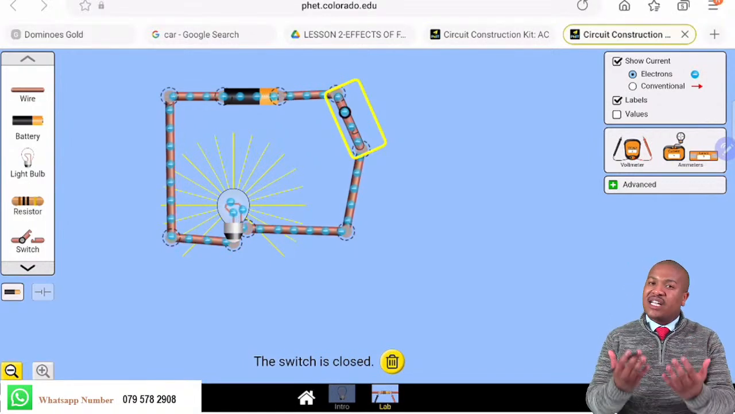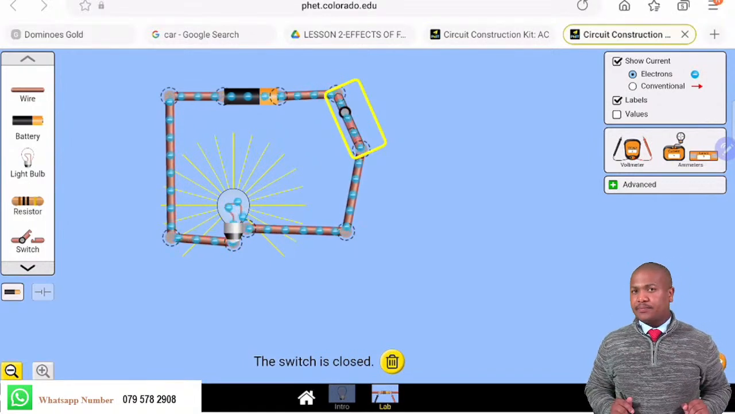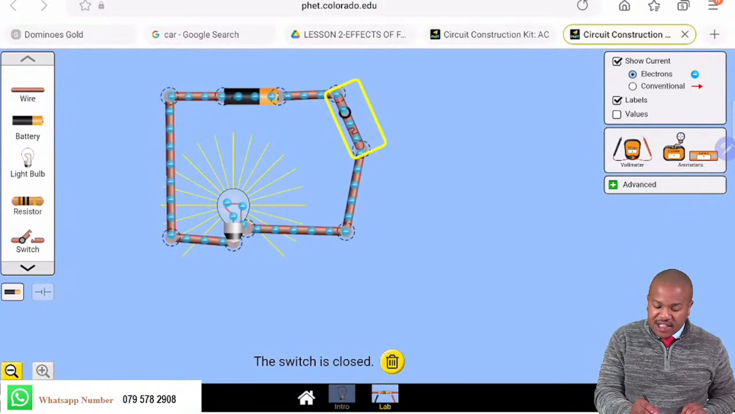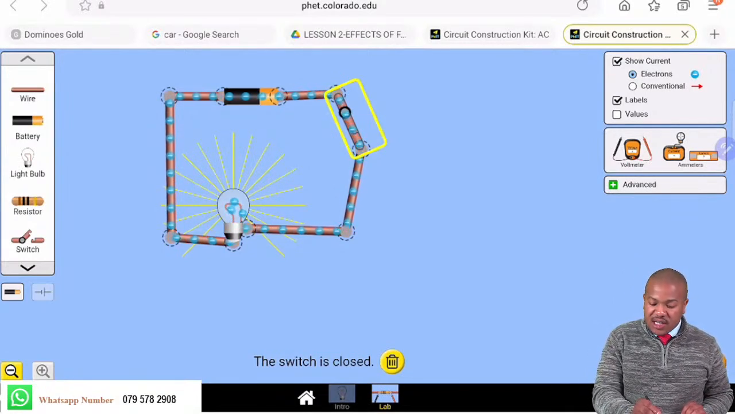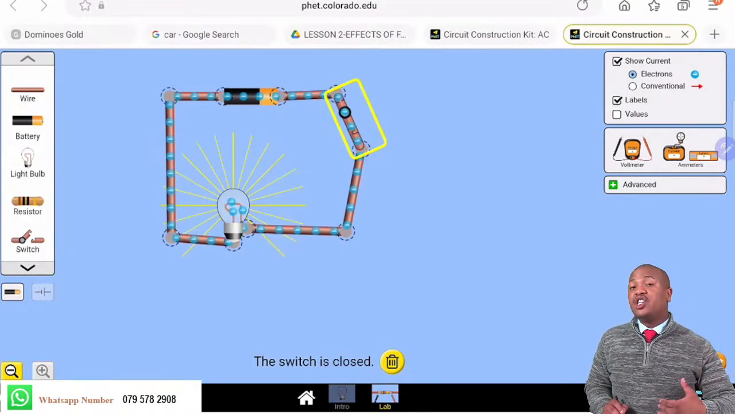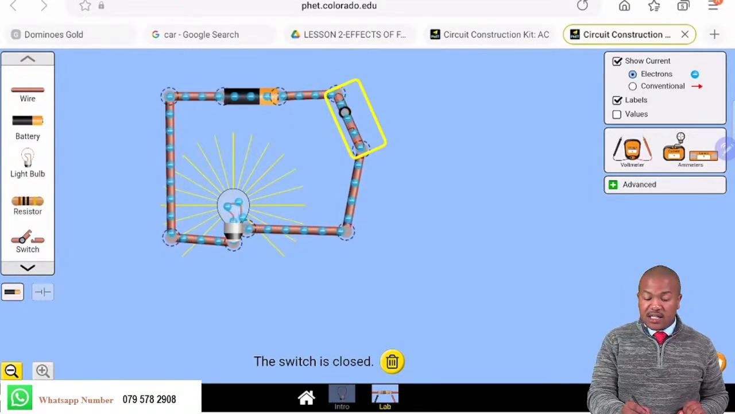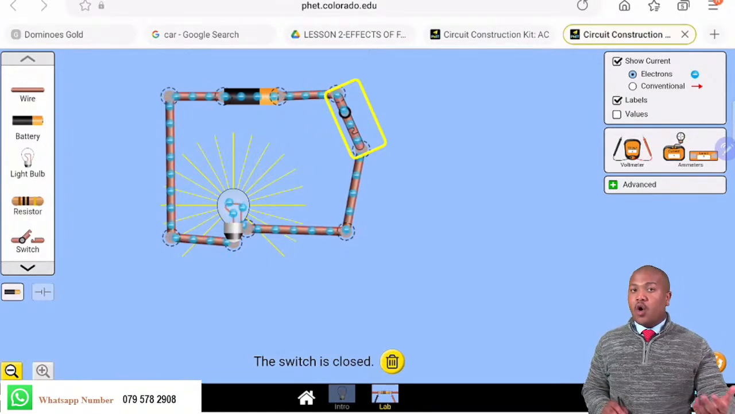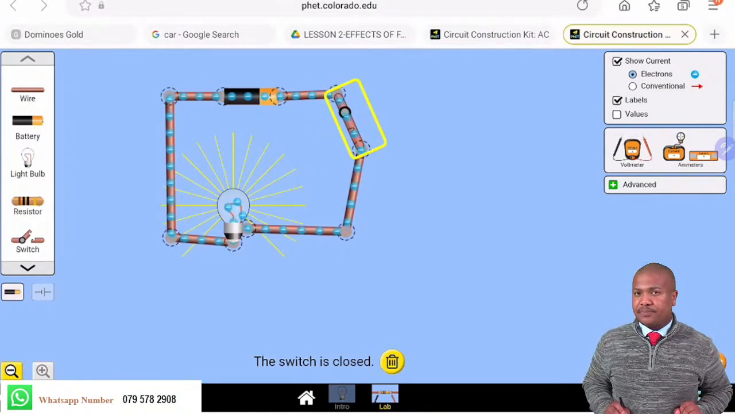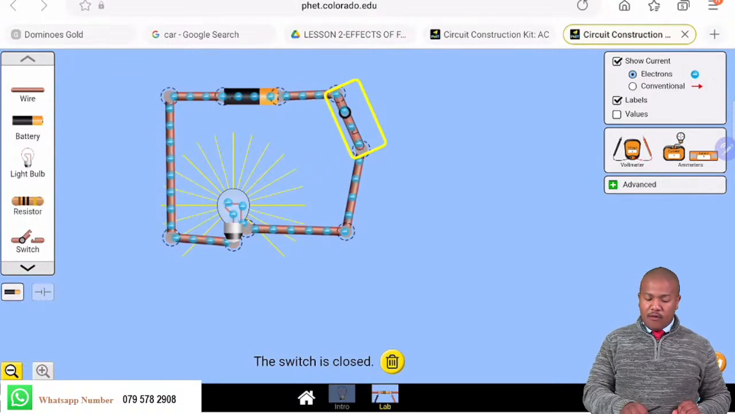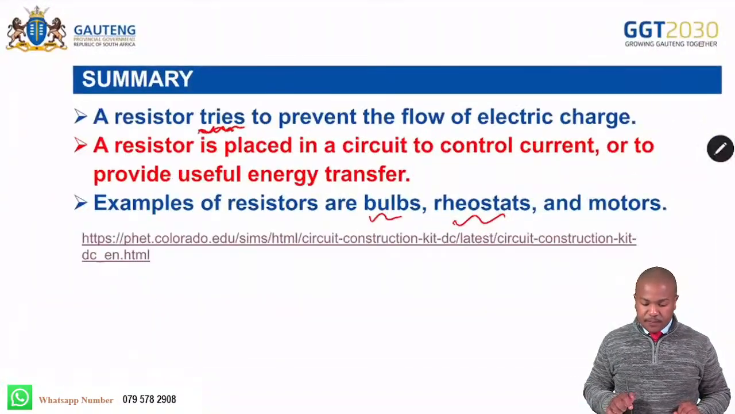It slows down the flow of current. Are we together? Now the current here is slowed down so that the resistor can transfer this energy into the useful energy, and in this case, light energy or heat energy. Are we together? So now moving back to our lesson.